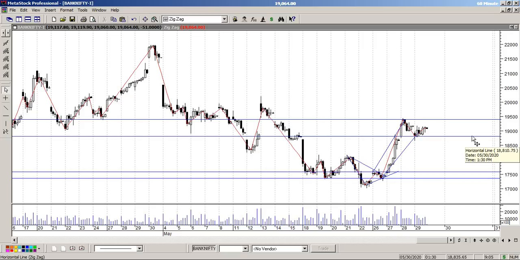Now this is an hourly, so obviously you have to have a 600 point stop loss on Bank Nifty because you're playing for like 1200, 1500 points. So this is how you see peaks and troughs, etc.